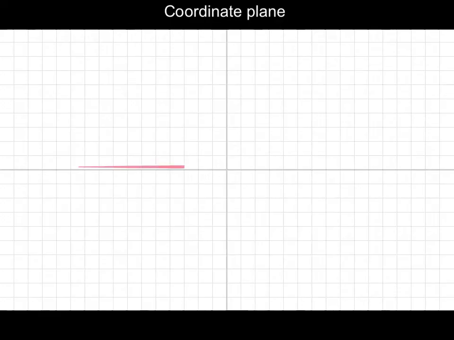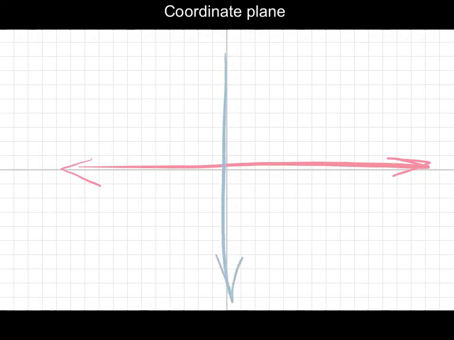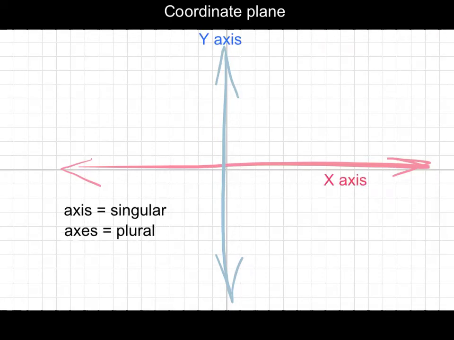The coordinate plane is made up of two axes. The x-axis runs left to right, while the y-axis runs up and down. It may be worth noting that axis is singular, while axes is plural. I can't tell the difference either.